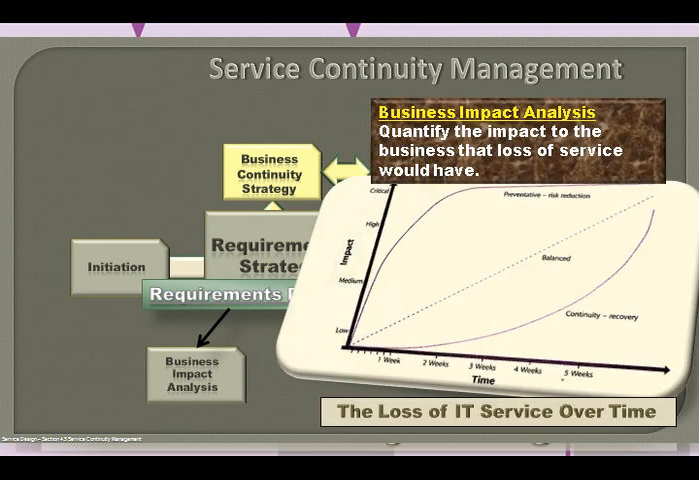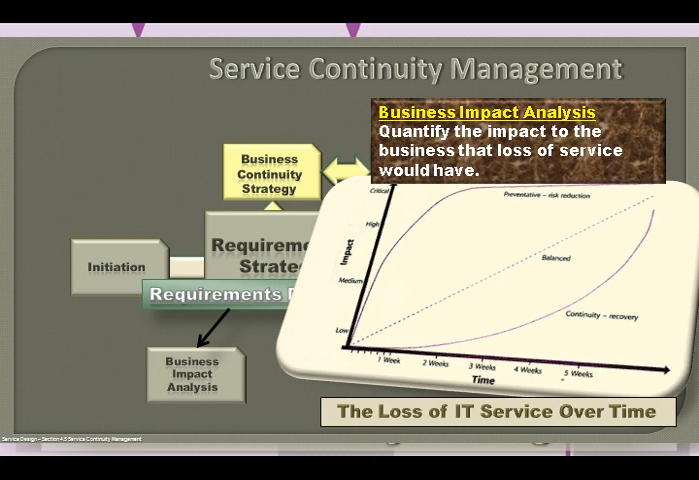One of the key outputs from a business impact analysis is a graph of the anticipated business impact caused by the loss of a business process or the loss of an IT service over time, as illustrated in the slide. This graph can then be used to drive the business and IT continuity strategies and plans.